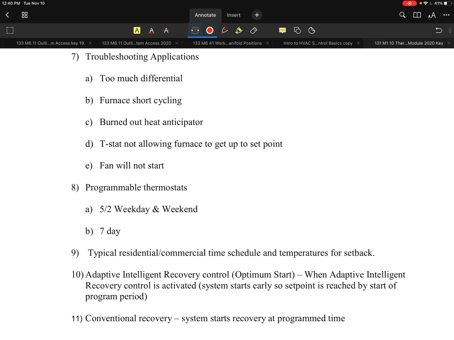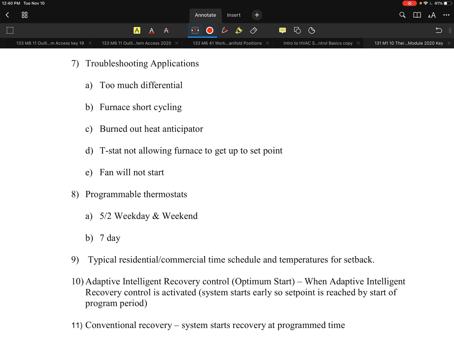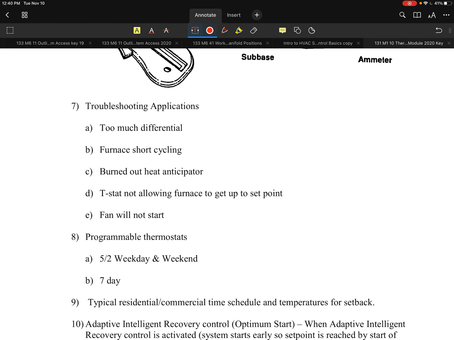All right, so let's get into the next part of this. What about troubleshooting some of these applications? How do I address some of these problems or troubleshooting scenarios? There's a couple of ways that we could look at it and see what the problem would be. Let's say that the customer is saying, I think there's too much differential. It seems like it's got too much of a swing. That would be what it ends up being.